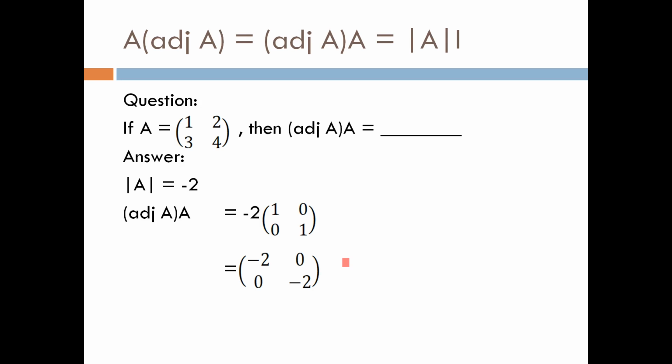So it's nothing but 4 minus 6. So it's minus 2. So adjoint A into A is nothing but minus 2 into the I matrix. So it's minus 2, 0, 0, minus 2. Determinant A power n is nothing but determinant A the whole power n.